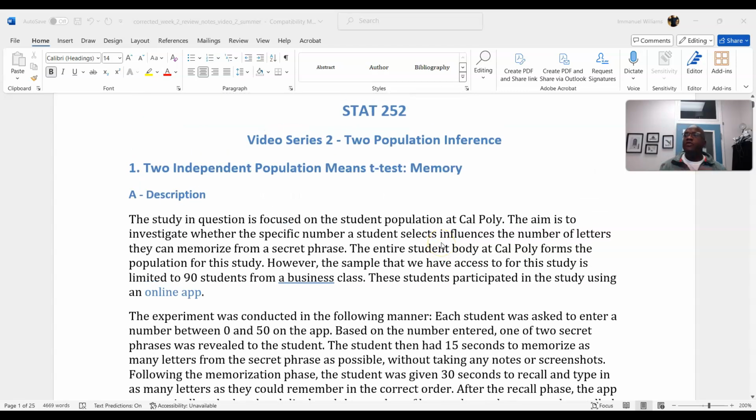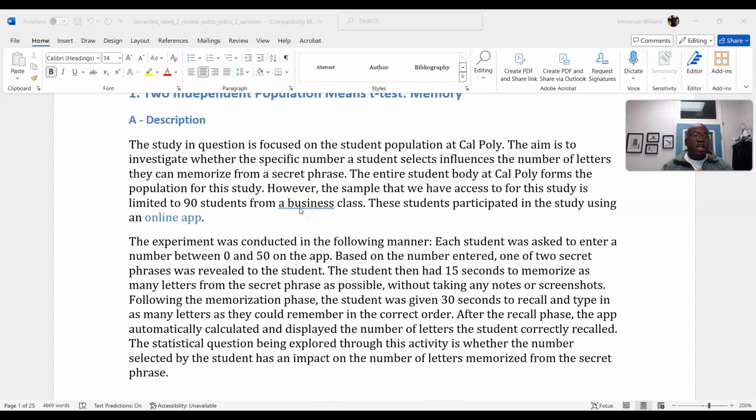Alright, so welcome back to video series 2. Go ahead and take a moment and read the description. It says the study in question is focused on the student population at Cal Poly. So I guess that's a population. The aim is to investigate whether the specific number a student selects influences the number of letters they can memorize from a secret phrase. The entire student body at Cal Poly forms a population for the study.